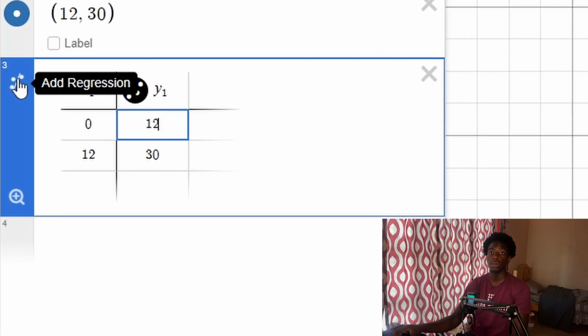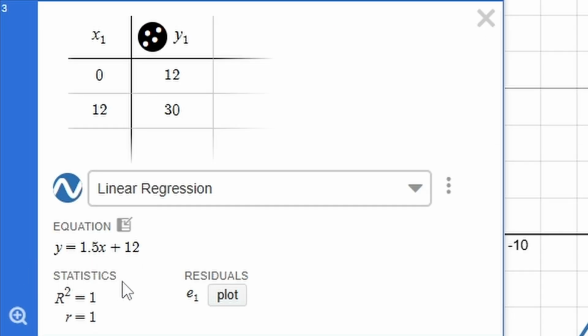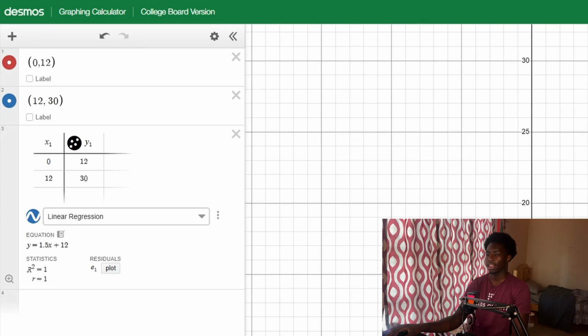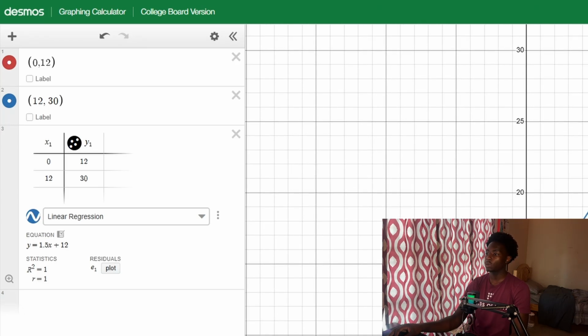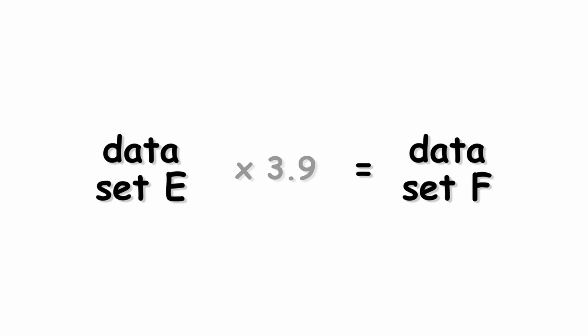Now what we can do here is add a regression. So now we see that we've added a regression, and with this regression, we've been given a line of best fit for this data set. All right, now that we've gotten that part done, here's where the hard part comes in involving a regression. So what we're trying to do here is take this data set and multiply it by a factor to get another data set that we're looking for.